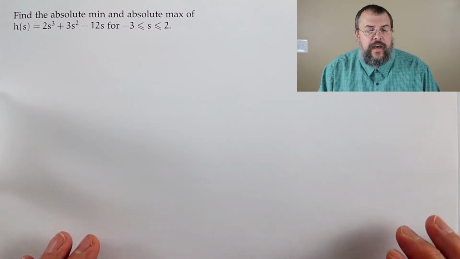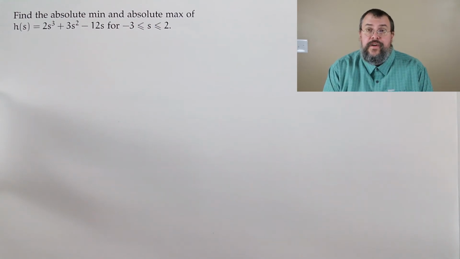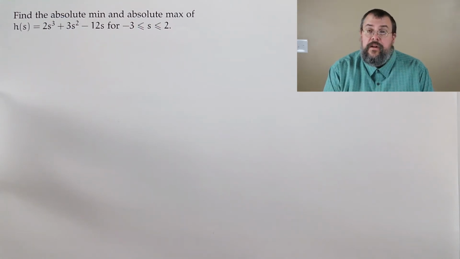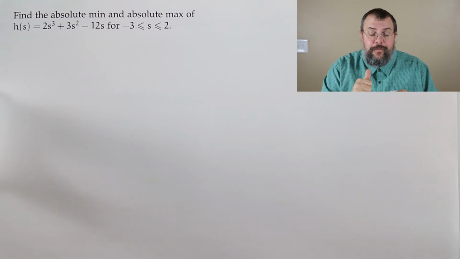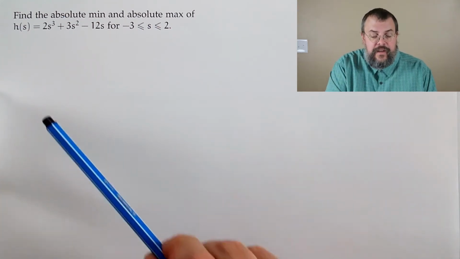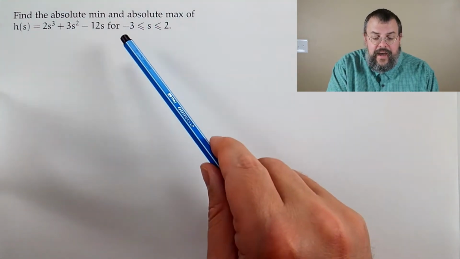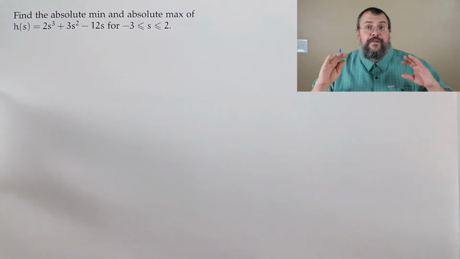So, find the absolute min and absolute max of the function. h of s is 2s cubed plus 3s squared minus 12s, where s goes from -3 to +2. Now, do we know that it has to have an absolute max and an absolute min? The answer is yes. Why? Because this function is a polynomial. Polynomials are continuous, and we have a nice closed bounded interval. So the extreme value theorem says there must be one.